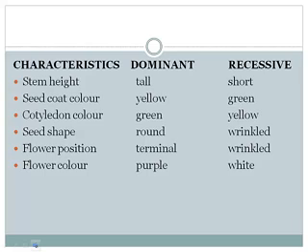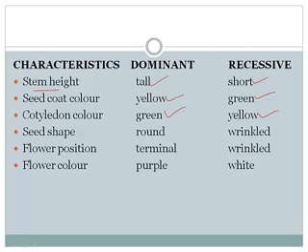Now, let's talk about stem height. These are all the things that Gregor Mendel worked on. He discovered that dominant is tall, recessive is short. For the seed coat color, he discovered that the dominant color was yellow and the recessive color was green. For the cotyledon color, the dominant trait is green, while the recessive trait is yellow.